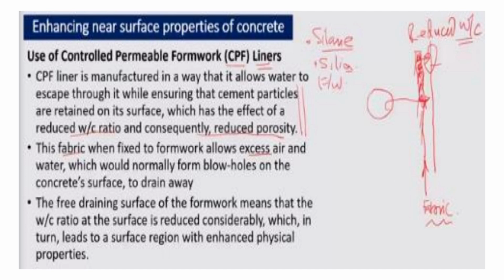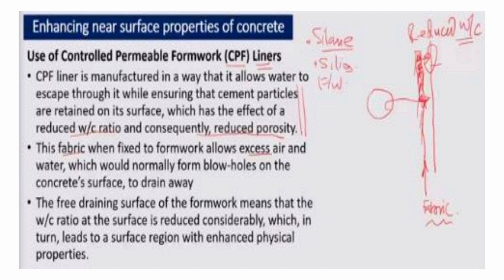This CPF liner is manufactured in a way that it allows water to escape through it while ensuring that cement particles are retained on its surface, which has the effect of reduced water cement ratio and consequently reduced porosity. So these are formworks having liners which allow water but do not allow cement particles to flow, and therefore the water cement ratio is reduced, and there is reduced porosity, because less trapped water will generate fewer voids.